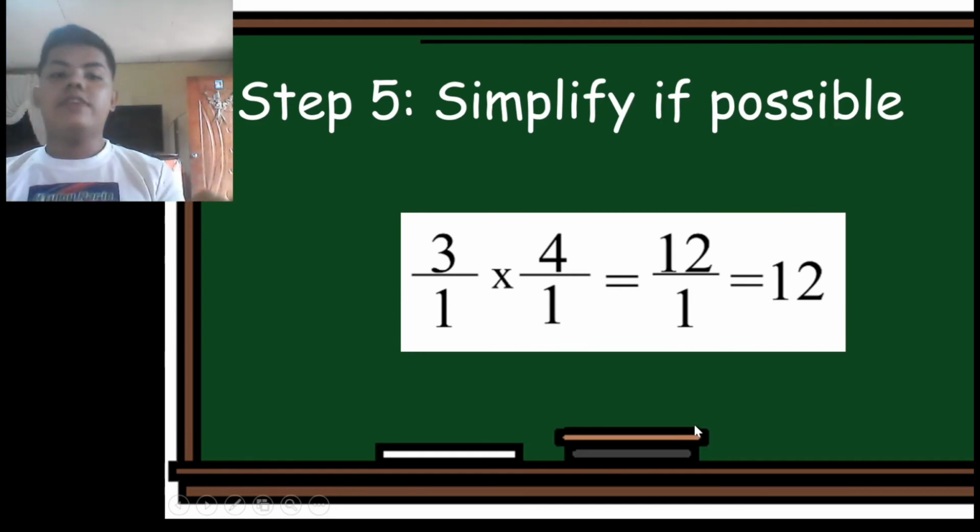So step 5, simplify if possible. If there is a possibility that we can simplify the answer of the given example, we need to simplify it. Since we have 12 over 1, 12 can be divided by 1. So 12 divided by 1 is equal to 12. So we have a whole number here, and our final answer is 12. I hope you already have a glimpse of how you're going to do the division of fractions.